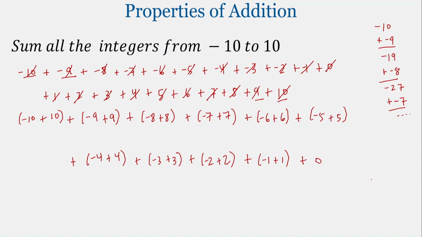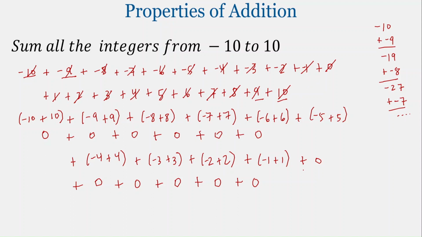So as I went through this and reordered and regrouped, I crossed out each number as I used it to make sure I didn't miss any numbers or try to use a number twice. So now we have a lot of negative 10 plus 10, negative 9 plus 9. We have the sum of opposites, and the sum of opposites is 0. So negative 10 plus 10 is 0, plus negative 9 plus 9 is 0, plus... So all of our pairs of opposites became 0.